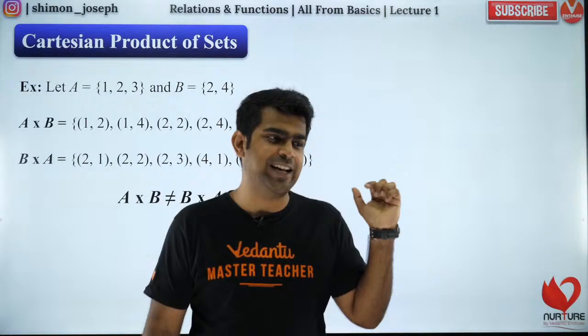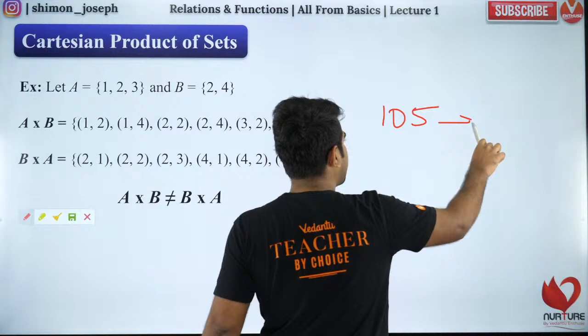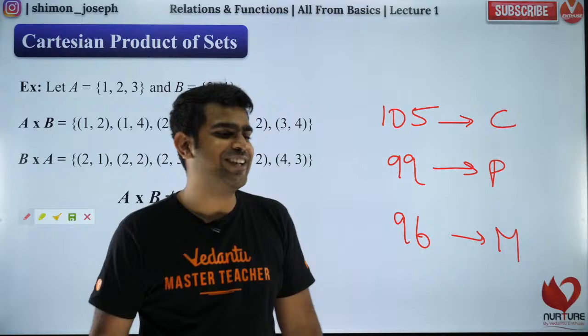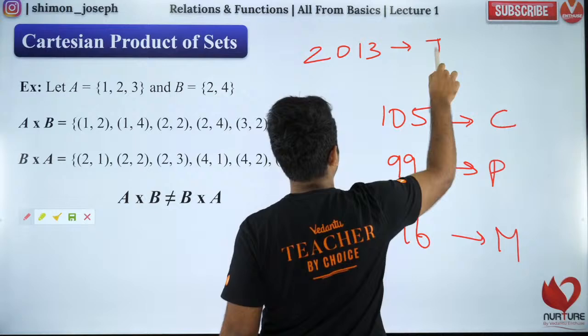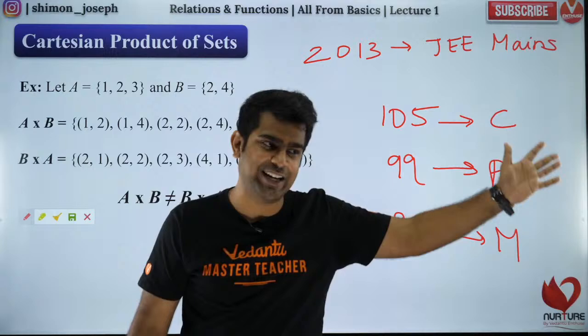So I got 300 marks out of 360 and you will laugh at my marks because I got highest in chemistry. Then I got 99 in physics, then I got 96 in maths. So of course, I got lowest in maths. That's why I thought I will teach you maths. So that is my split. I wrote in the year 2013. So mine was the first JEE Mains batch. Before that, JEE Mains was not called JEE Mains. JEE Mains had a different name. It is called AIEEE.